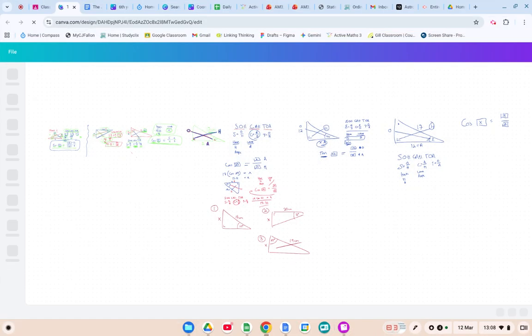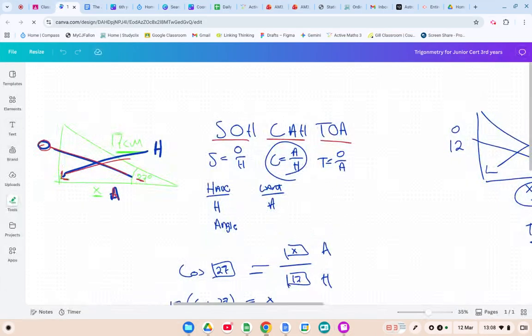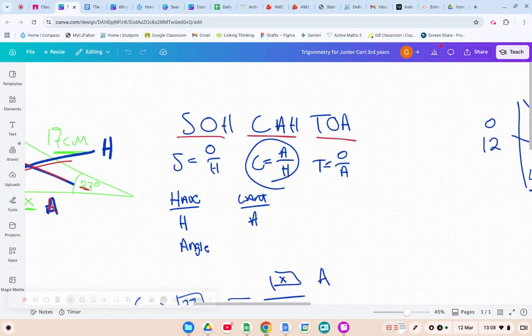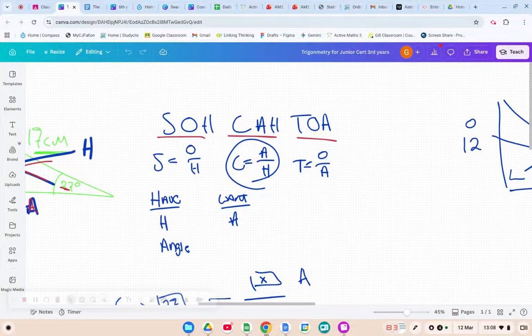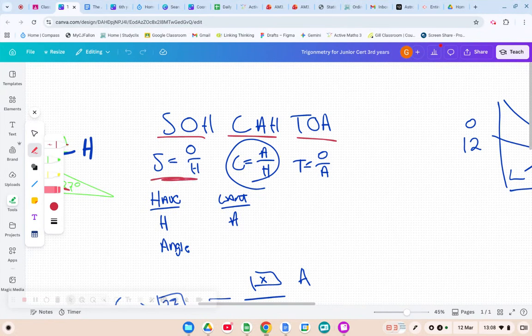Let's go back here. We lost it, sorry. Don't leave any parts out. And then we go back in here. Sorry, just get this going again. Just flicked off by accident. So S is equal to O over H, C is equal to A over H, and T is equal to O over A.